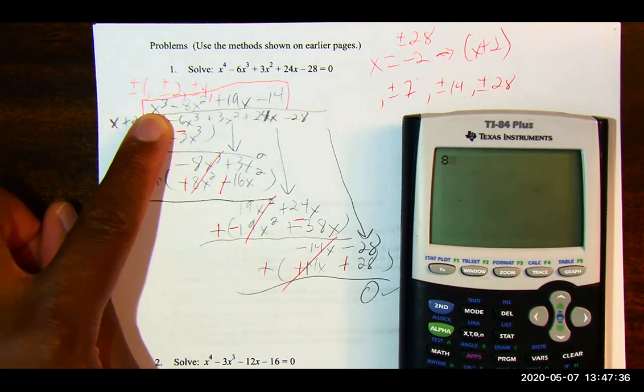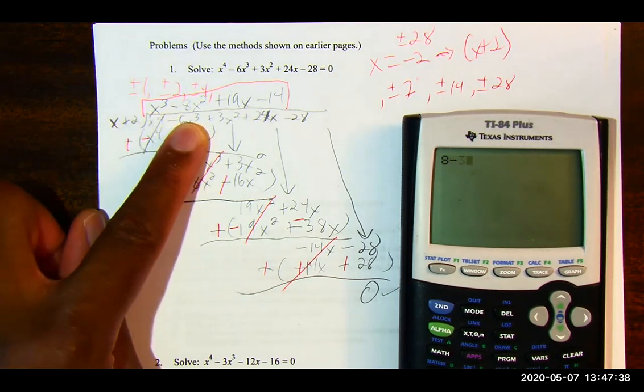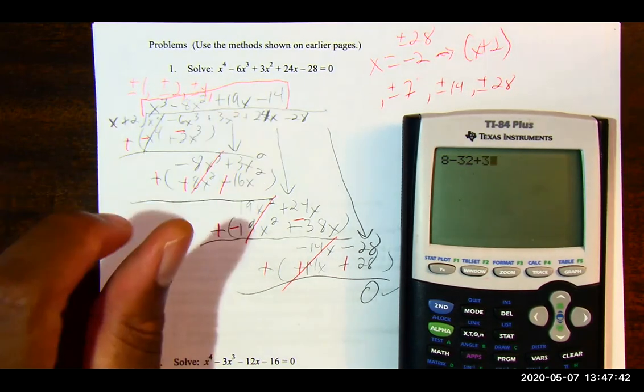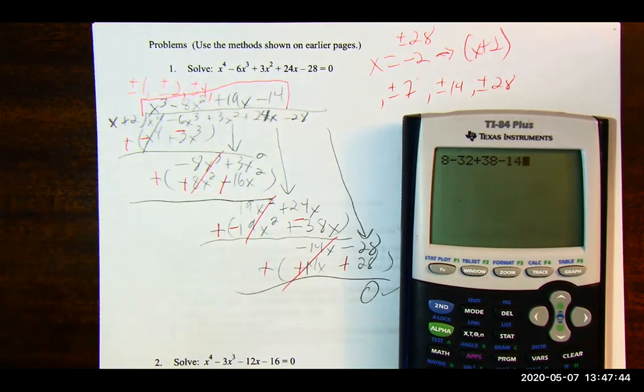8 minus 32 plus 10, 20, 38 minus 14. Oh, look at that. We got a 0. It's not that big a deal to test these points. Go ahead and test them. Once I get a root, I'm good. I'm done. I'm moving on. Because once I divide by the factor of this root, I get a quadratic. I'm done.